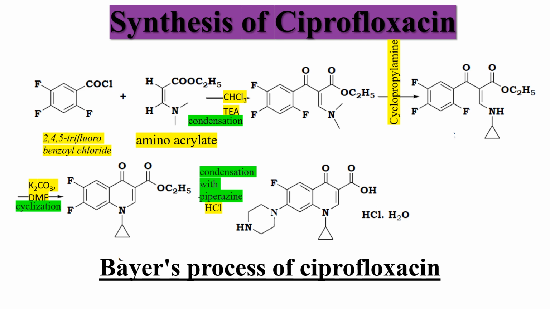Bayer's process of ciprofloxacin synthesis. Here, 2,4,5-trifluorobenzoyl chloride reacts with aminoacrylate in the presence of chloroform and TEA, undergoes a condensation reaction, and forms an intermediate compound. This intermediate compound reacts with cyclopropylamine and forms an intermediate, followed by reaction with K2CO3 and DMF to undergo cyclization, and condensation with piperazine to form ciprofloxacin.